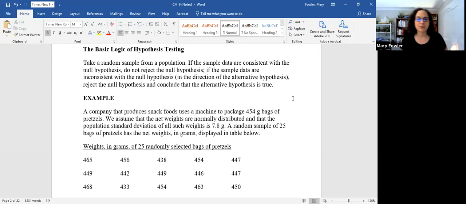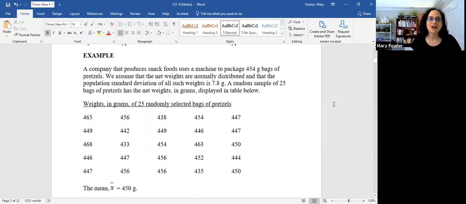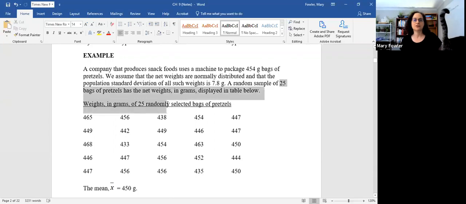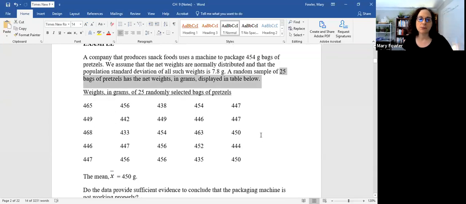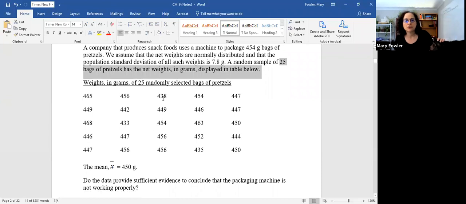So I want to give this example about pretzels. A company that produces snack foods uses a machine that packages 454 gram bags of pretzels. We're going to assume that the net weights are normally distributed and that the population standard deviation of all such weights is 78. I'm going to take a random sample of size 25 bags of pretzels, displayed in the table below. Here are 25 weights, and the mean weight is 450 grams.